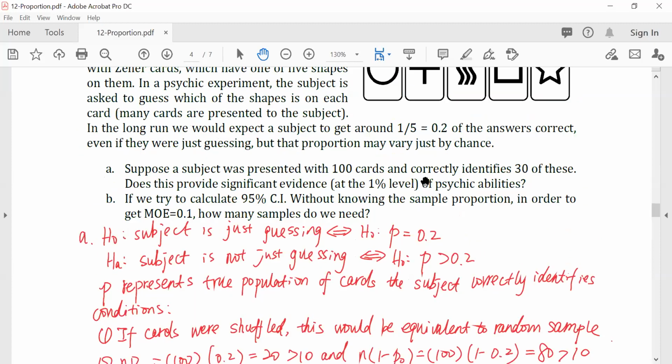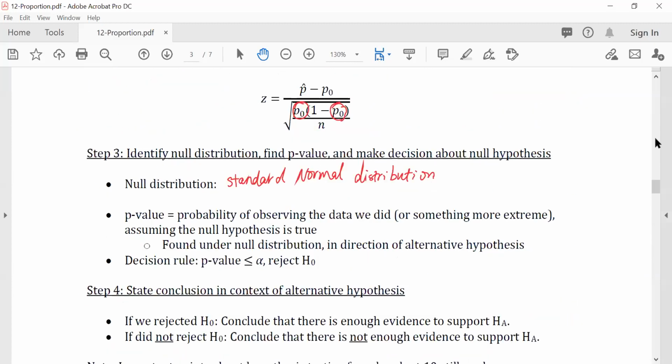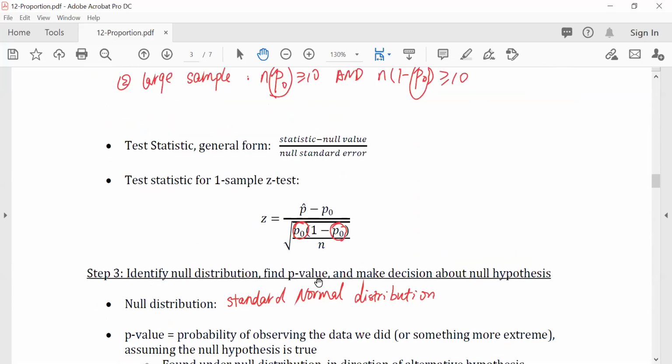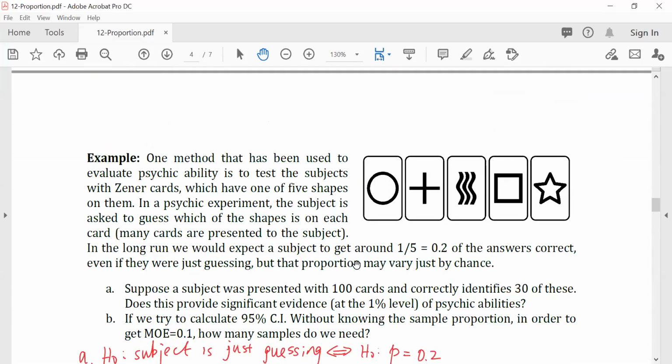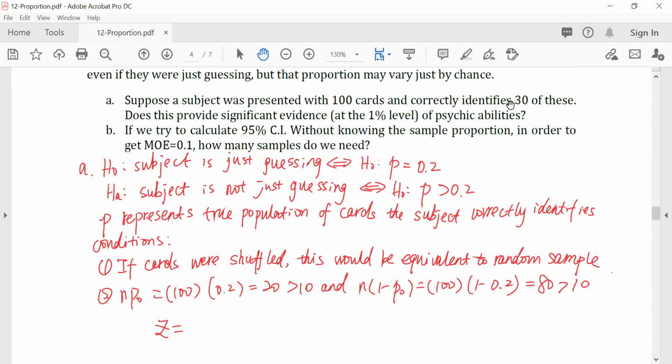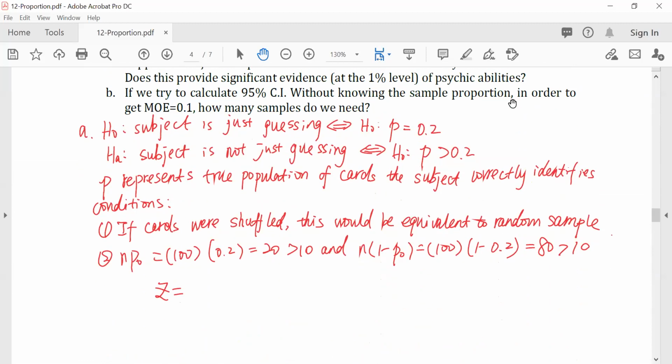The z-test statistic has a formula like this. So this formula here, p hat, the sample proportion, so it correctly identifies 30 of them. So the sample proportion is 0.3 minus p null divided by square root of p null times 1 minus p null over sample size 100. This is 2.5.